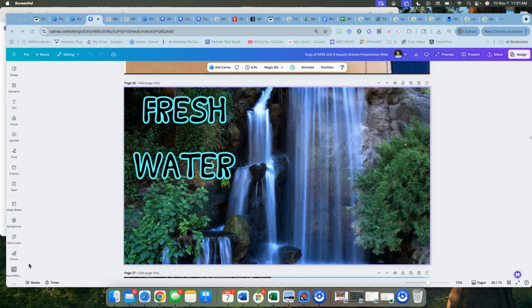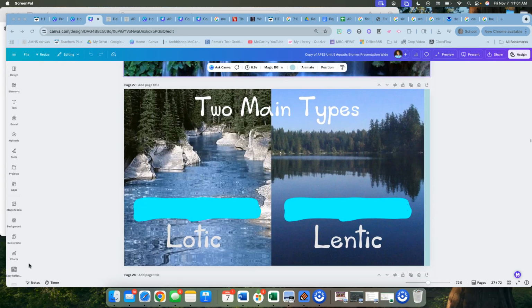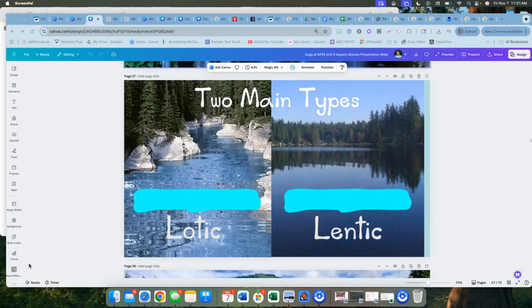Less than 1. And I want you to think about that because our next unit, after we finish biomes, is really all about freshwater usage. And we're talking about that less than 1%, maybe 30-ish, because we do use some fresh water that's not easily accessible, okay? These are the two main types of fresh water. What are they?